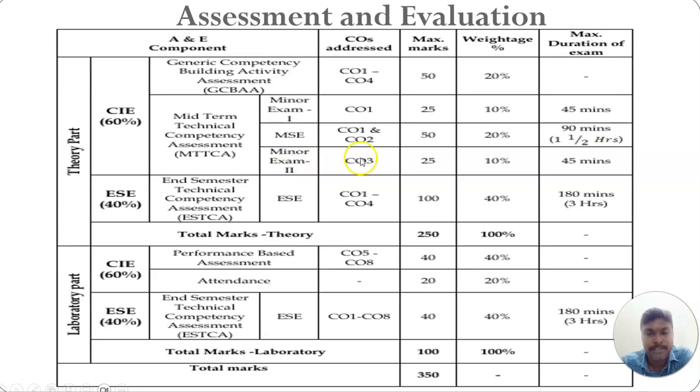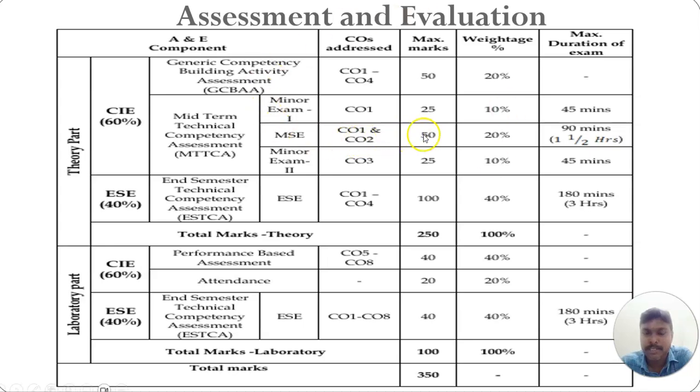And similarly for minor exam 2, the third unit we are going to be concentrating on for you to write the minor exam 2. Maximum marks is 25 and we have taken 10% weightage from that, and then 45 minutes of time. So if you get the 25 marks straight away, you will be having the 10% of the weightage from the minor examination taken into consideration for the evaluation process at the end of the semester.